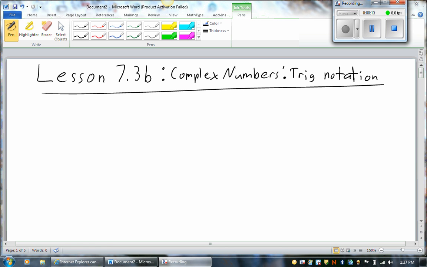Okay, so today we're going to keep doing like we did yesterday with adding and subtracting. We're going to do multiplication and division with trigonometric notation.